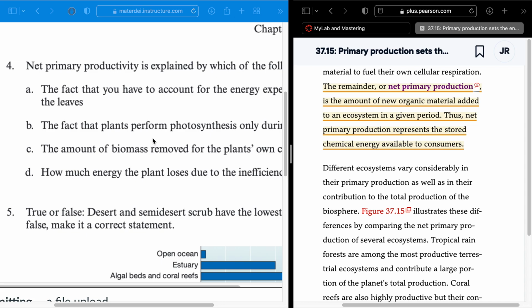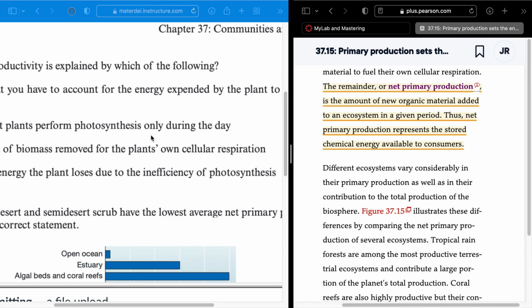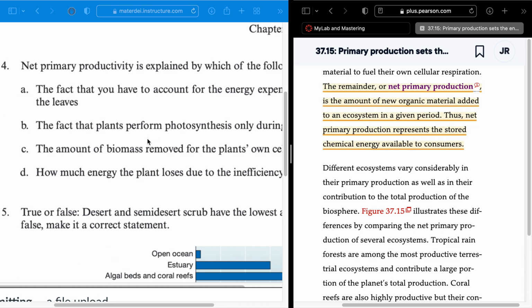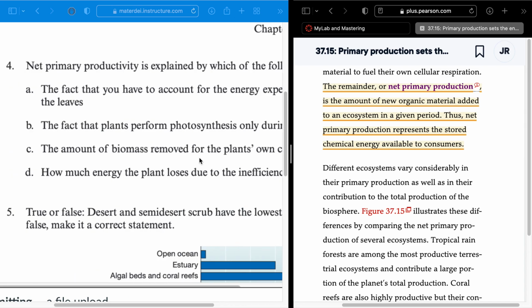The fact that you have to account for energy expended by the plant to move water by the leaves. The fact that plants perform photosynthesis only during the day. The amount of biomass removed for the plant's own cellular respiration. How much energy the plant loses due to inefficiencies. Net primary production represents the stored chemical energy available to consumers. So which one is it?